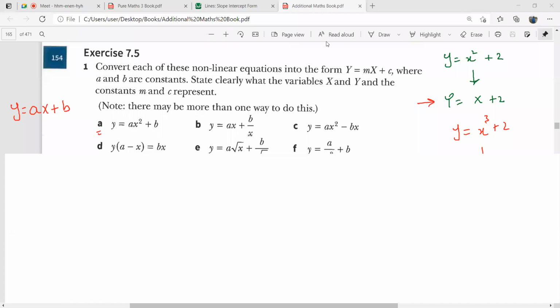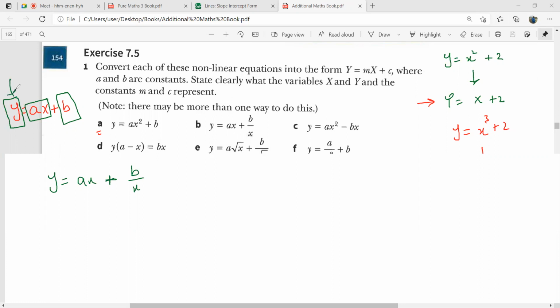Now we have some harder situations here. We have y is equal to ax plus b over x. Whenever you have to write your equation in this linear form, remember, this is very important, children, listen carefully: you need to have three terms in it. I'm repeating this: whenever you convert a non-linear equation into a linear equation, you will try to have these three terms in your new equation.